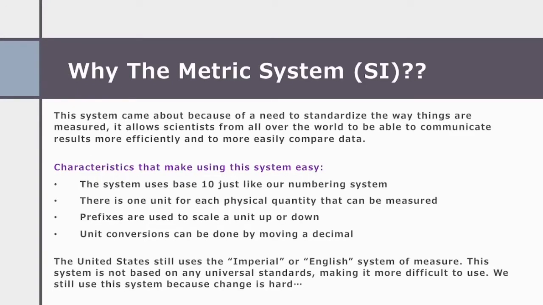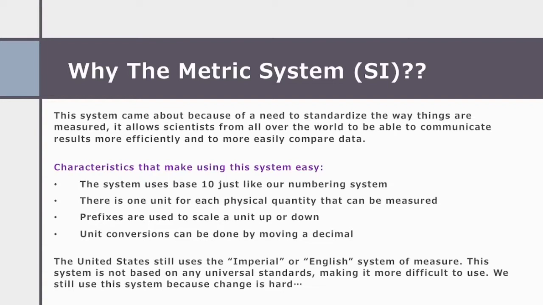So why is the metric system important? This system came about because of the need to standardize the way things were measured, and it allows scientists from all over the world to communicate results more efficiently and to more easily compare data. So it's really important in science.